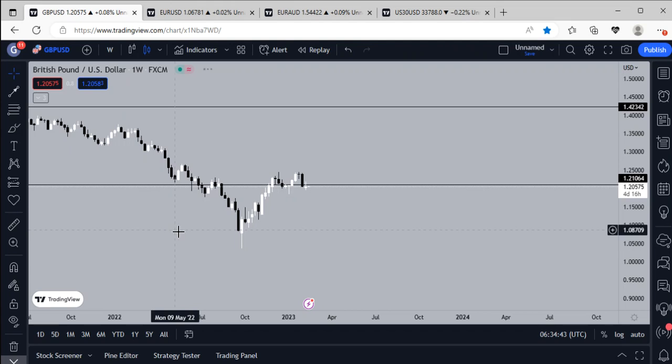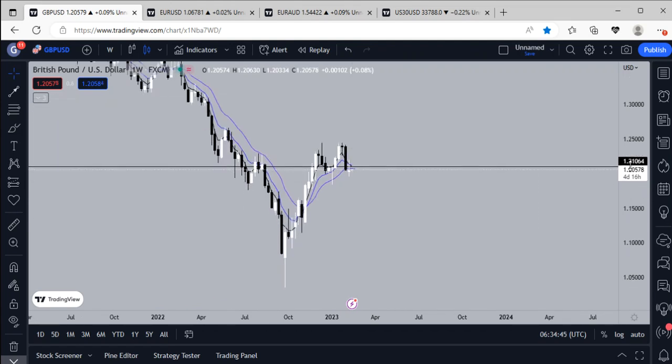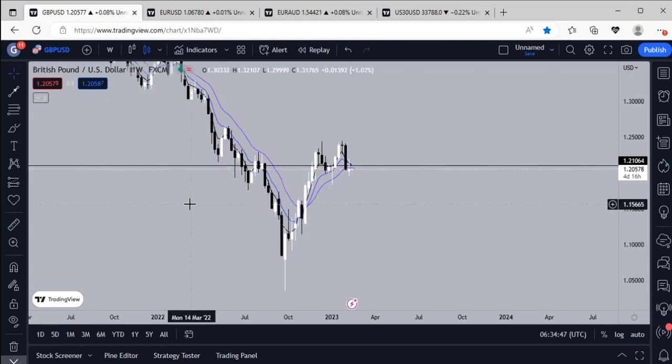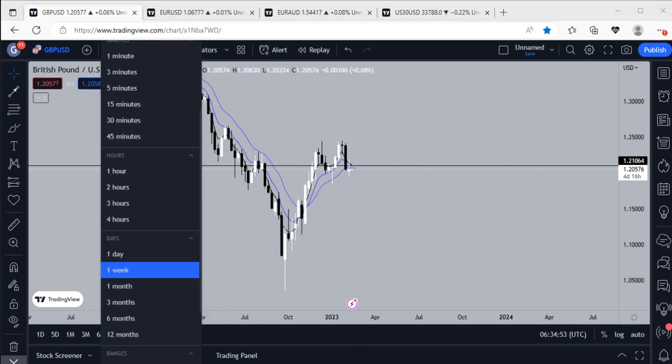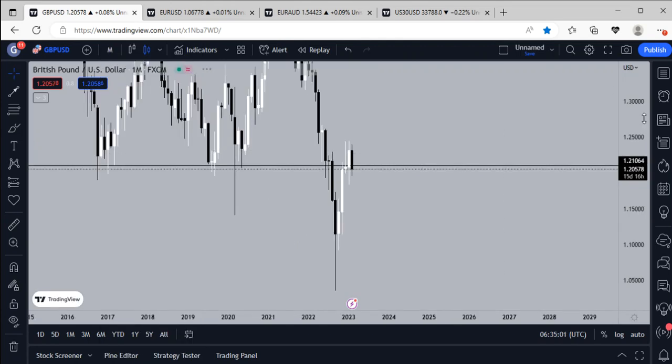So I'm a bit hesitant on looking for sales at the moment on GBPUSD. That is what I see on the monthly time frame for GBPUSD.